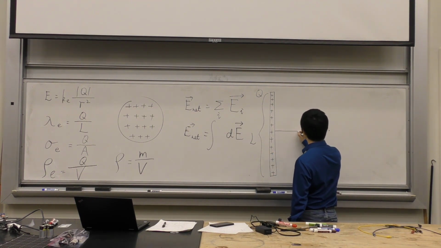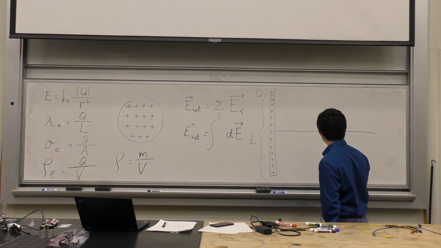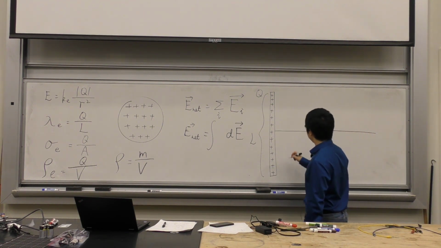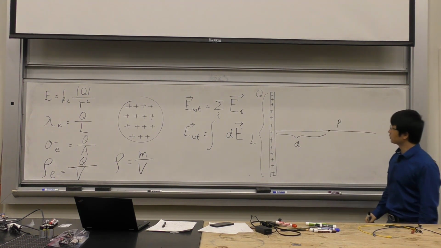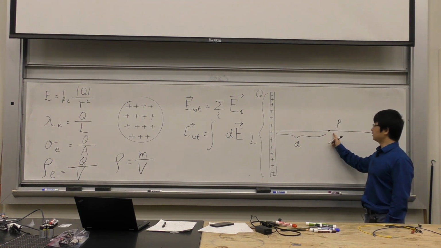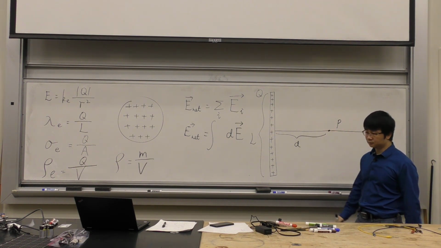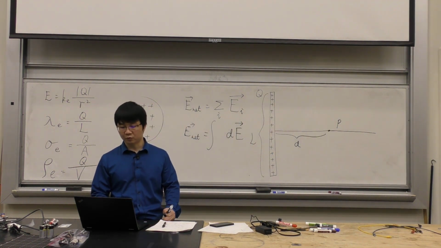So point P is along the axis crossing the center of this rod, and it has a distance D from the center of the rod. So we want to find the electric field at this point, right? We can still use the superposition principle, right?